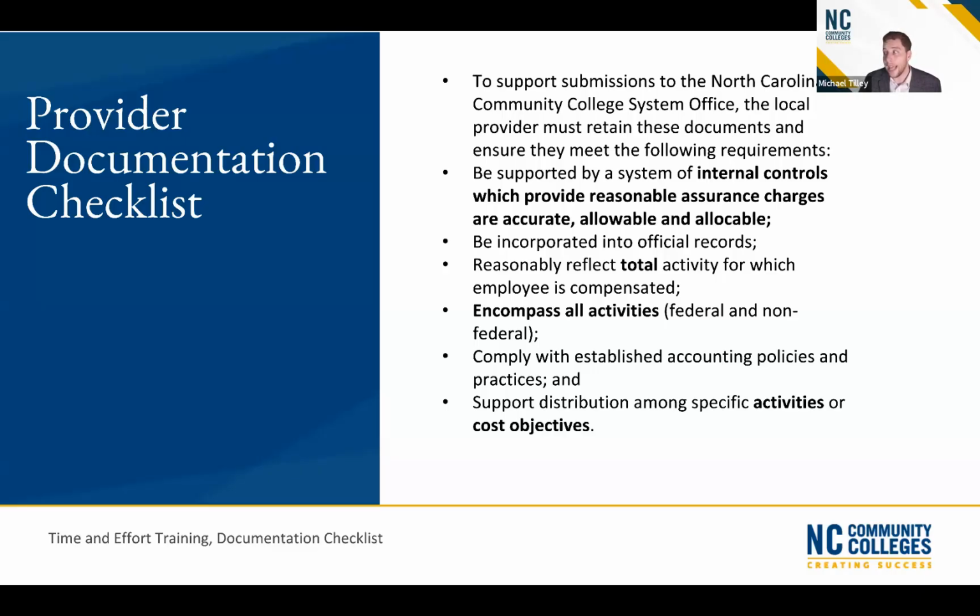Again, it needs to reflect the total activity for which an employee is compensated, not just that federal portion. 100% of their position needs to be listed on that time and effort document, and it needs to encompass all activities. They need to comply with established accounting policies and practices, as well as the digital signature policies at each of your institutions. It's fine with us if it comes in electronically, but you need to have a written policy in place that allows that. And then it supports distribution among specific activities or cost objectives. So if you are split 50-50 or 50-25-25 between different cost objectives, it can be identified on those forms.